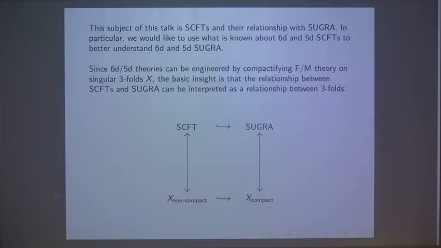And the key insight here is the observation that since 6D and 5D theories in general, both SCFTs and supergravities, can be engineered by compactifying F and M theory on singular Calabi-Yau threefolds, the relationship between SCFTs and supergravity can in principle be understood as a relationship between non-compact Calabi-Yau threefolds and compact Calabi-Yau threefolds. So what do I mean by this in particular? Let me discuss a couple of examples.